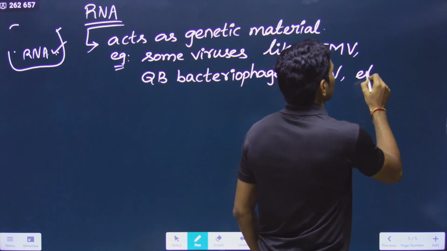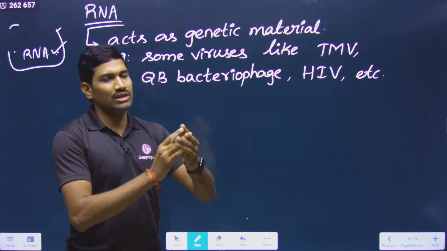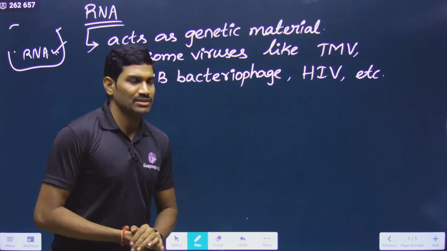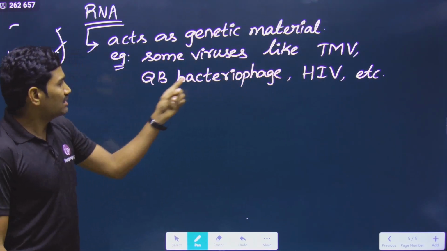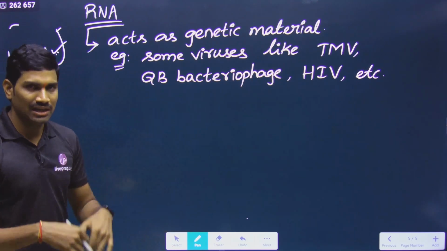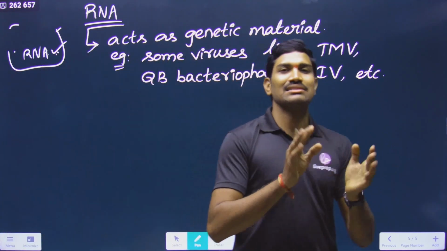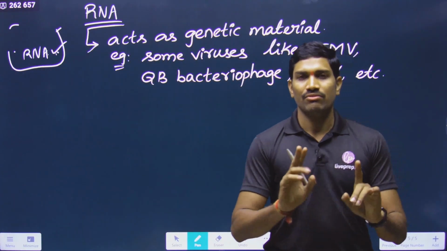Anyhow, all these things regarding HIV we will study separately in human health and diseases. They gave a huge amount of information there. Clear? At least please remember these three examples. These three examples are from NCERT itself. So in this way, in some viruses, RNA can act as genetic material. Clear? First function is completed.